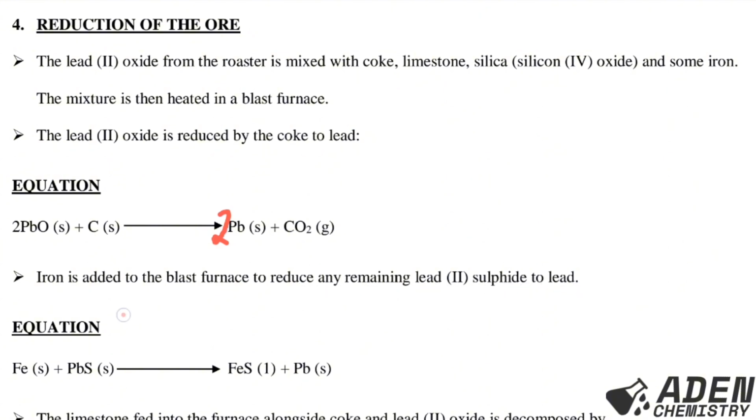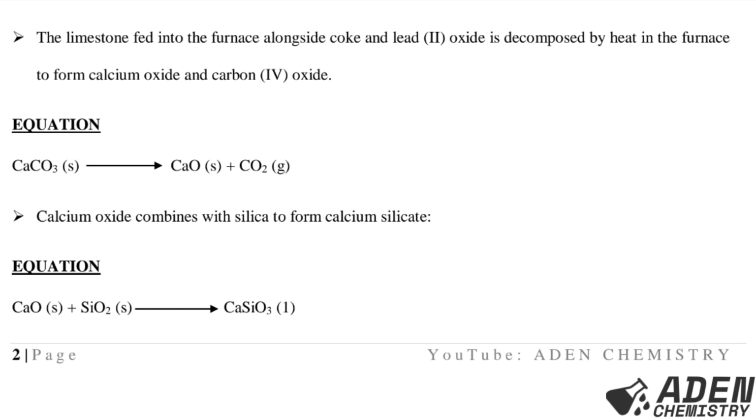And the equation for that reaction will be iron solid reacting with lead 2 sulfide solid. We are going to get iron 2 sulfide, which is liquid, and also we are going to have lead solid. Next, we are saying the limestone fed into the furnace alongside coke and lead 2 oxide is decomposed by heat in the furnace to form calcium oxide and carbon dioxide.